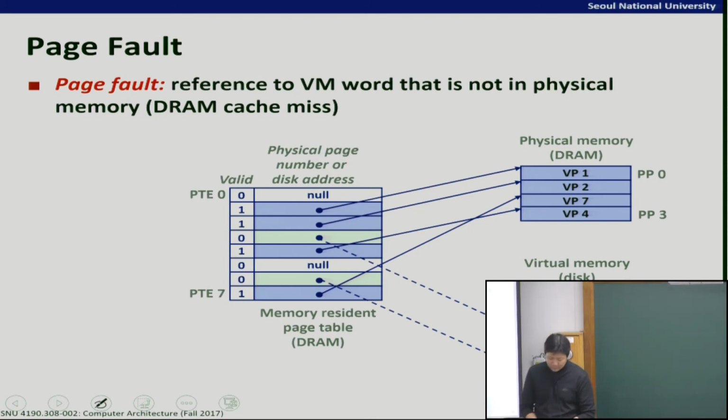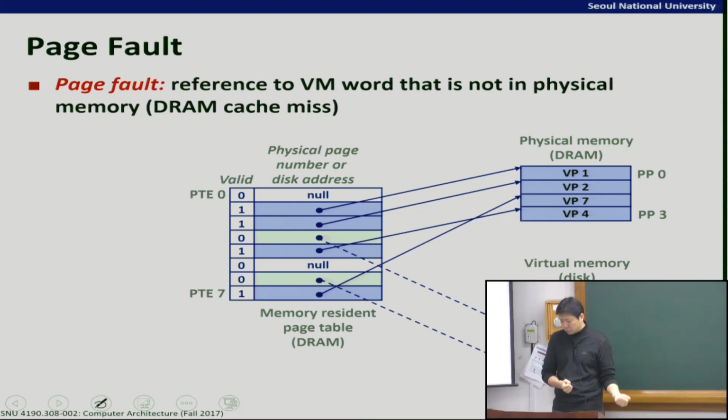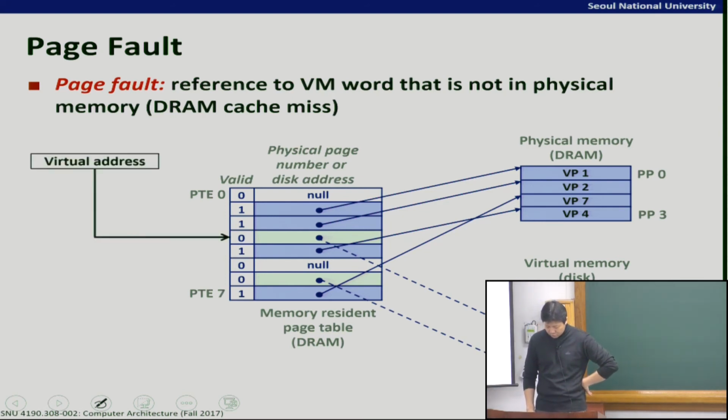A page fault means a reference to a virtual memory word that is not currently in physical memory, so it will probably be in the disk. So let's say you request a virtual address, but this valid bit is 0, meaning that this page is currently in the disk, not in the cache. It's a cache miss.